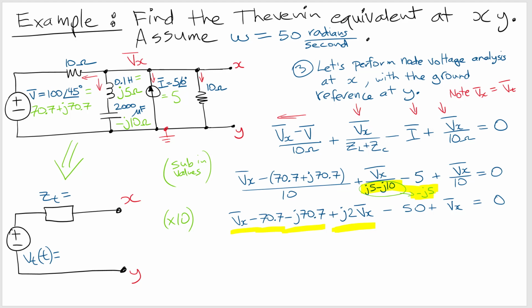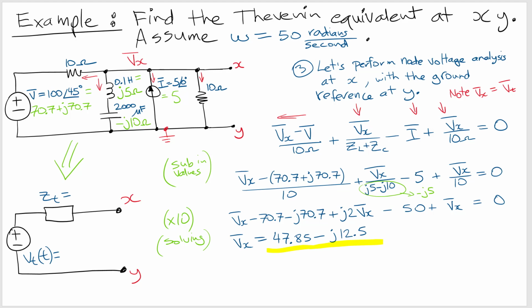There's a missing step here, so I'm just denoting it. I just simplified the denominator there. j5 minus j10 results in minus j5, okay? And then we continue. We have minus 50 and plus Vx. And then we can solve for Vx, just some straightforward manipulation, and we get a value of 47.85 minus j12.5.